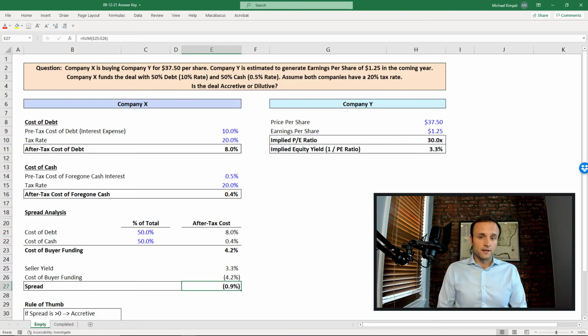Now, the caveat here is that this is a bit of a simplified approach. In real life, there are a lot of puts and takes, but you may get a question about yields in interviews related to accretion dilution, and this is how you tackle that kind of question.